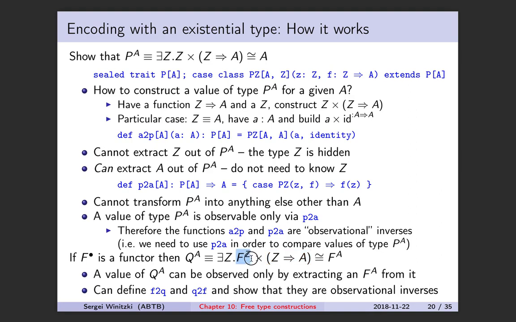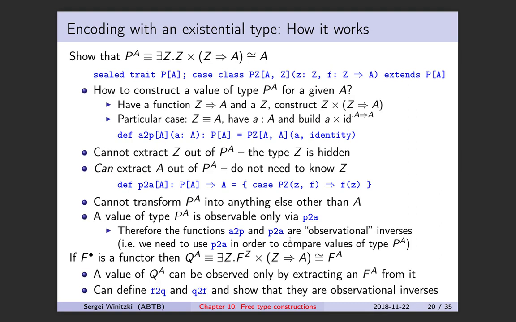You cannot extract an FZ out of it because you don't know Z. You can't extract this function out of it because you don't know what the type of this function is. So the only thing you can get out of this QA is some value of type FA. So that's the transform Q to F. F to Q is similar to this one. You take an FA, you take identity function.